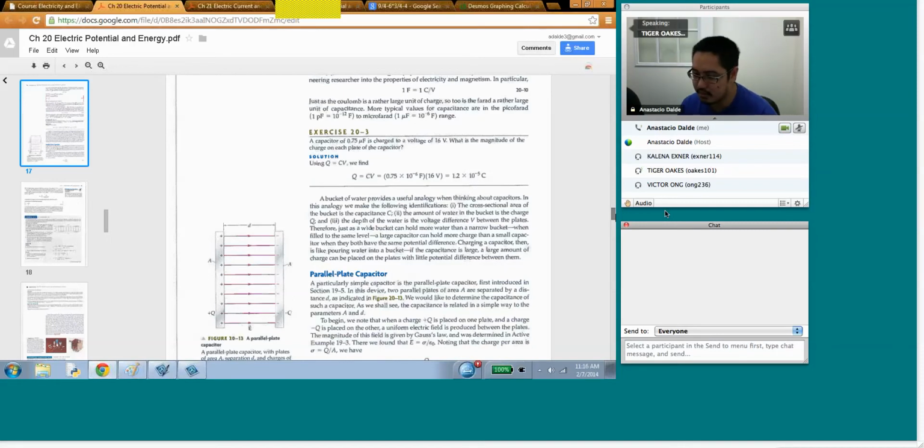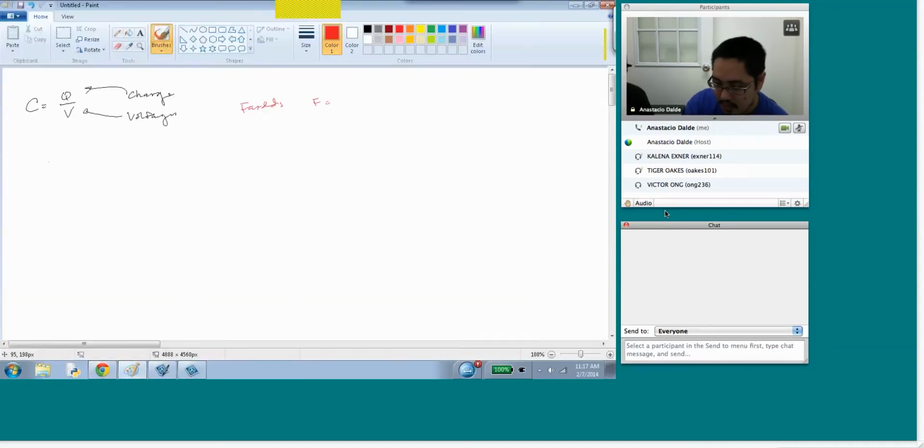So you ready? Here, let me do a problem for you. We have a capacitor. It is 0.75 microfarads. The voltage across it is 16 volts. What is the charge on each plate of the capacitor? It's very simple. We know the equation is C equals Q over V.